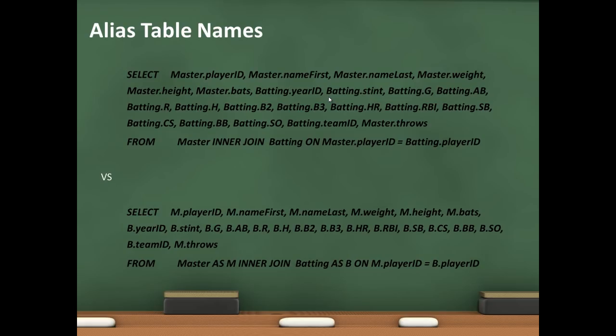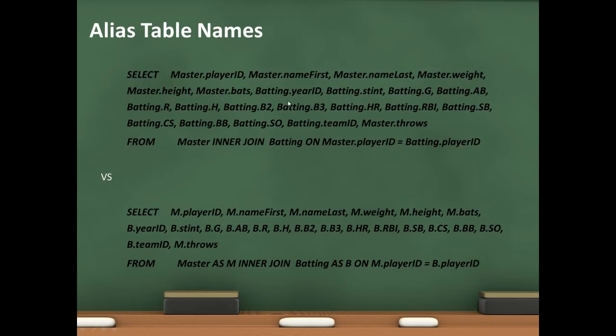Now, the purpose of this is not to teach you how to join a table, but I am here to show you that when you join tables together and you get output, you need to tell it the table name and the column that came from it. So in this case, it's telling me the player ID came from master, name first came from master, but down below here it's telling me that the STINT came from batting, the G came from batting, the AB came from batting, and that's a lot of typing out to do.